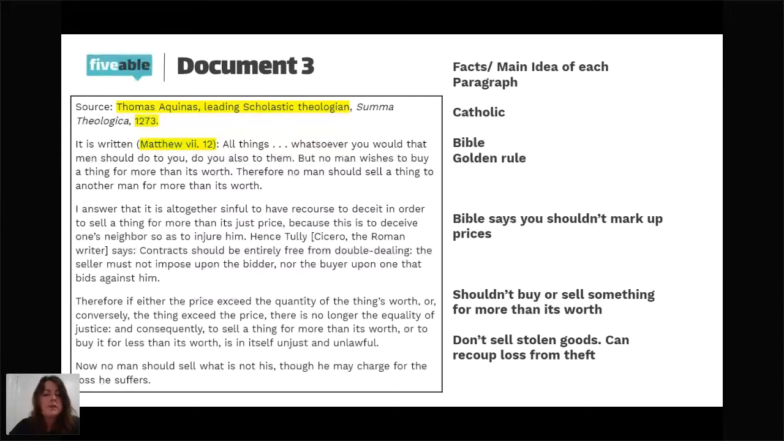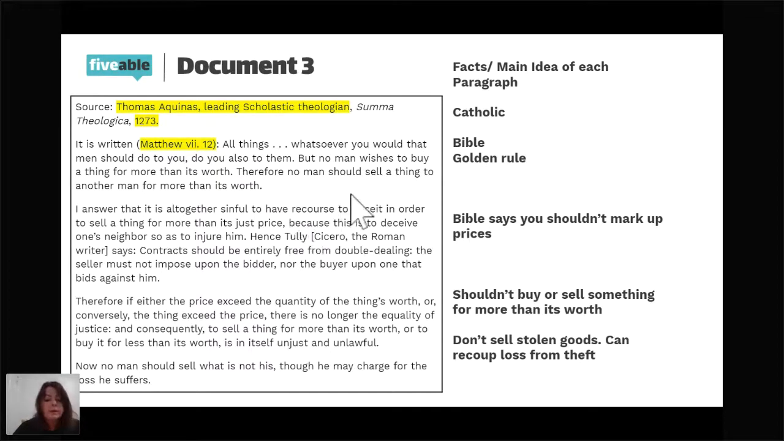It is written in Matthew, all things whatsoever you would that men should do to you, do you also to them. So that's do to others as you would have them do to you, or the golden rule, right? Treat people the way you want to be treated. But no man wishes to buy a thing for more than it's worth. Therefore, no man should sell a thing to another man for more than it's worth. So right here, I'm seeing this is about merchants, right? And so from here, I'm basically saying the Bible says you shouldn't mark up prices. Sell something for what it's worth. Don't sell it for more, and you really shouldn't sell it for less.